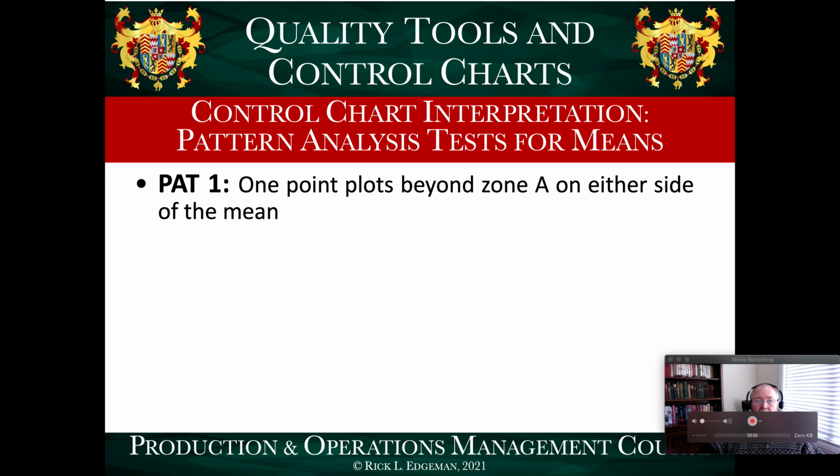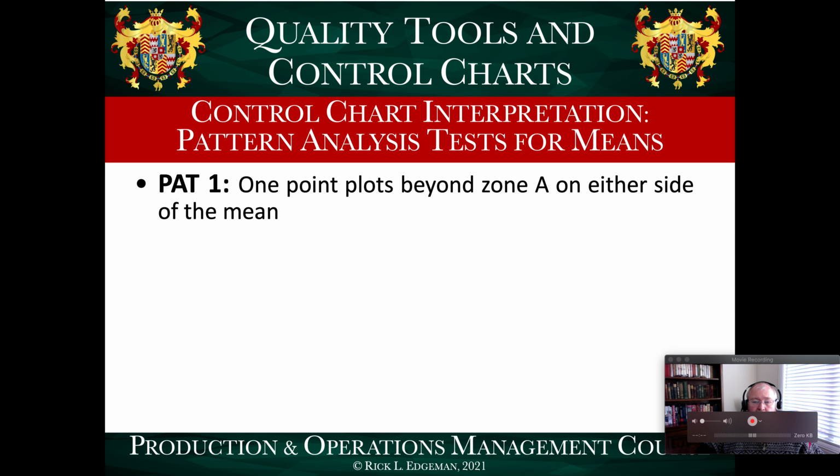We noted last time that there are 4 patterns that apply to absolutely any type of control chart, including the 2 types of control charts that you will see today, one of which is called a C chart, another of which is called a P chart. So pattern 1.